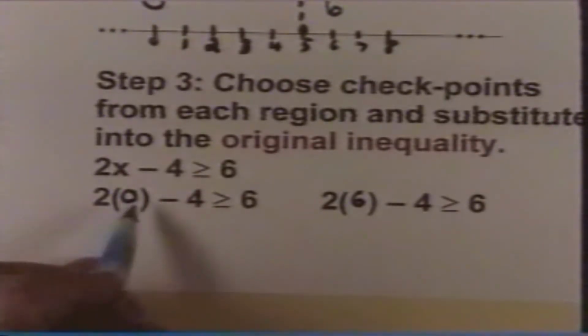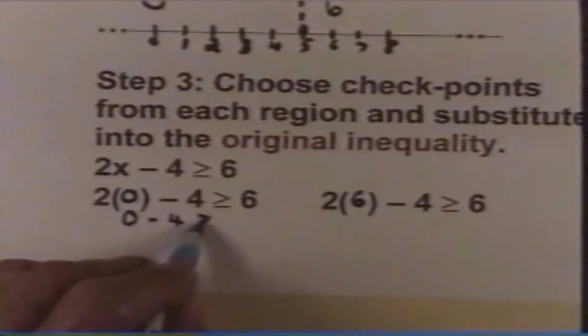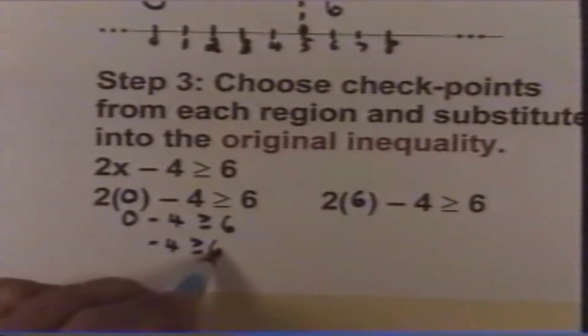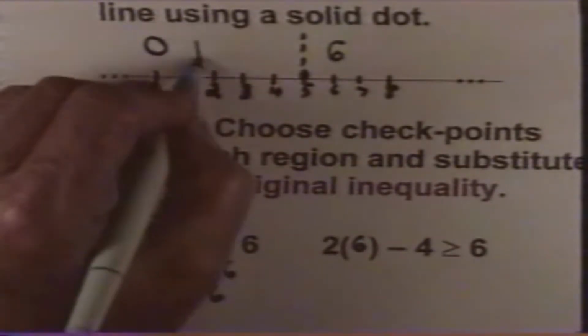Now we simply work it through. Now 2 times 0 is 0, so 0 subtract 4 is greater than or equal to 6. Negative 4 greater than or equal to 6, which is false. So I got a false on this side.